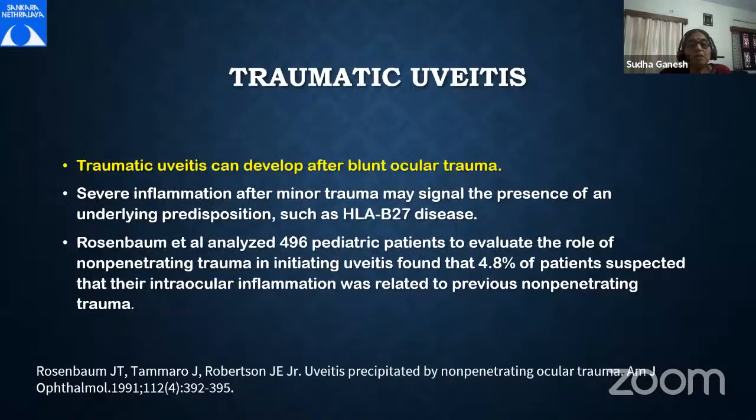Traumatic uveitis may be another differential. It can occur after blunt trauma. Severe inflammation after a minor trauma may signal the presence of an underlying predisposition like an HLA-B27 disease. A study by Rosenbaum analyzed 496 patients with pediatric uveitis, and 4.8% of patients suspected that their intraocular inflammation was related to non-penetrating trauma.